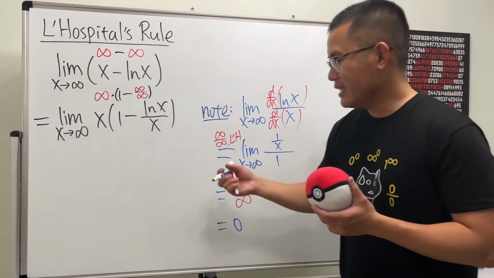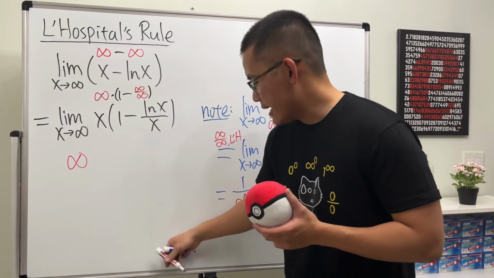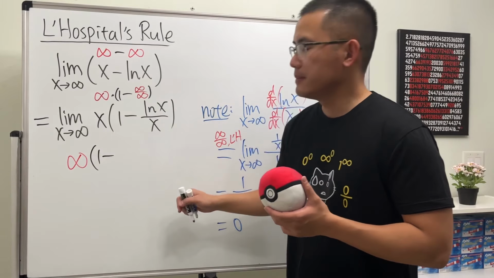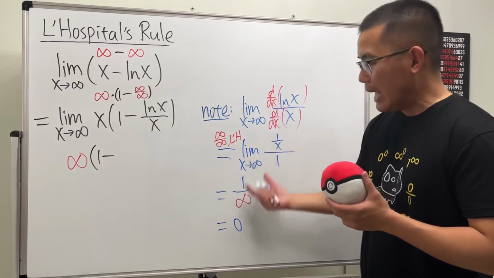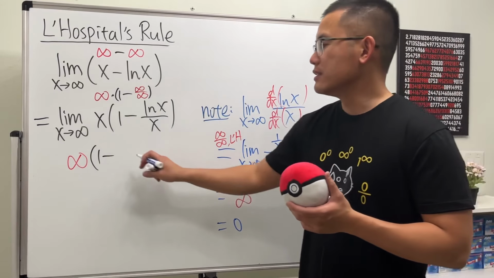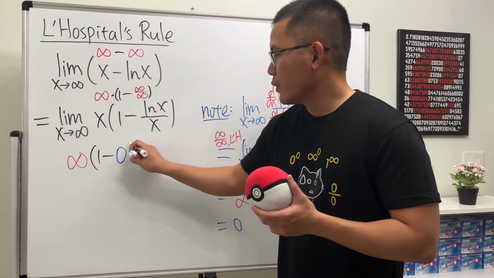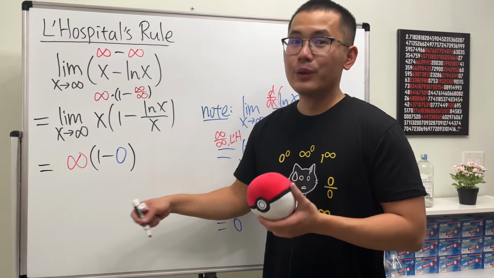So the truth is, once we have this right here, the first part is infinity, and then we can just say we are going to multiply that by 1 minus this. As x goes to infinity, we have done the work on the side already, and we can say that it's equal to 0. So this is what? Infinity times 1, which is just infinity.